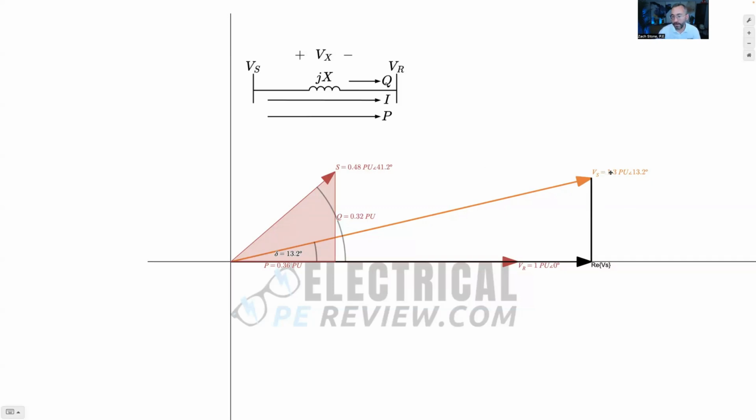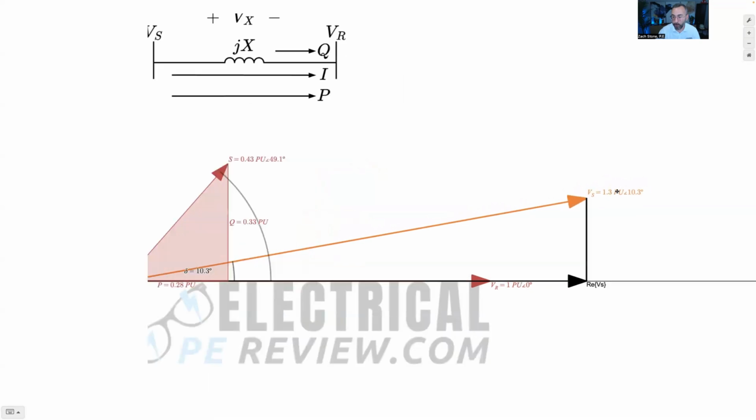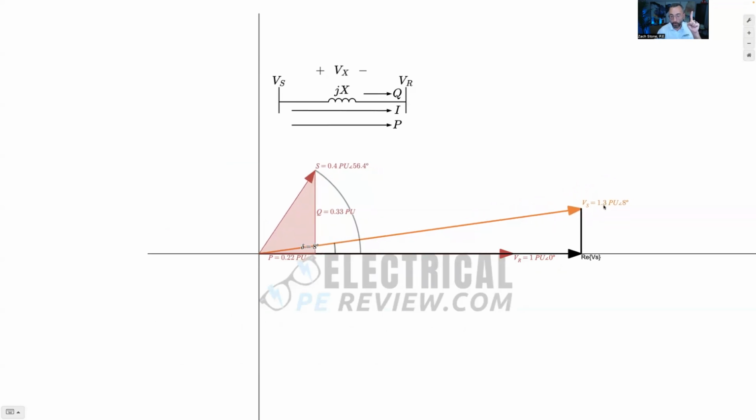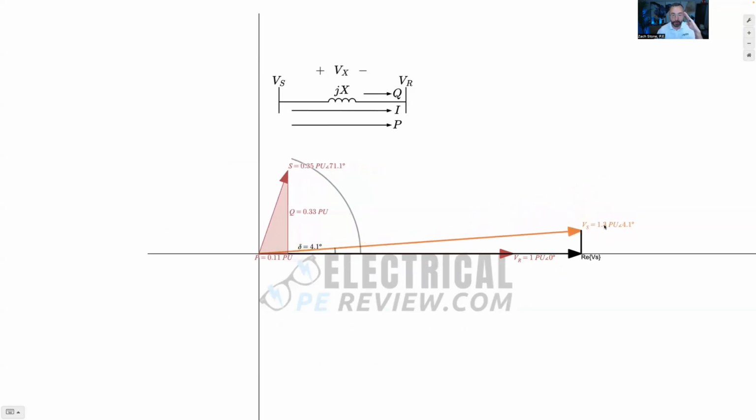What happens if I take VS and I make it lag VR? What's going to change with this triangle? But I'm going to keep the real component bigger than VR. As long as I keep the real component bigger than VR, Q is going to stay positive. Q is going into VR. But if I make VR the leading bus, what's going to happen to P? P is going to go negative. It's going to point in the opposite direction. Let's try that. So I'm keeping the real component of VS bigger than VR, so Q is going to stay up. But as VS gets closer to the horizontal axis, notice, look, P is approaching 0.